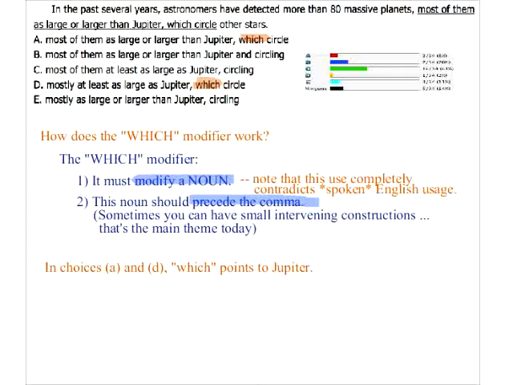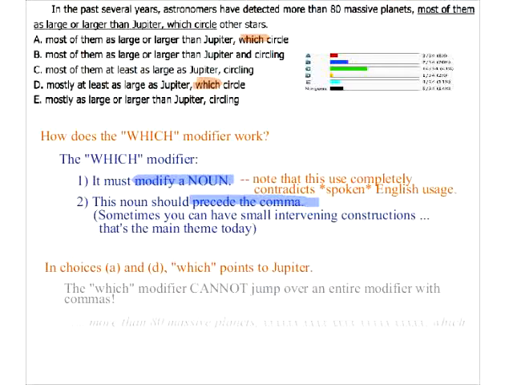In other words, a couple of you are saying massive planets. Let's clarify that. The which modifier cannot jump over an entire modifier with commas. So the kind of sentence that we're looking at here is blah, blah, blah, more than 80 massive planets, comma, a bunch of stuff, comma, which. You can't make this jump. So to the people who are saying massive planets, you're not allowed to do that. The which modifier can't jump over this intervening construction.